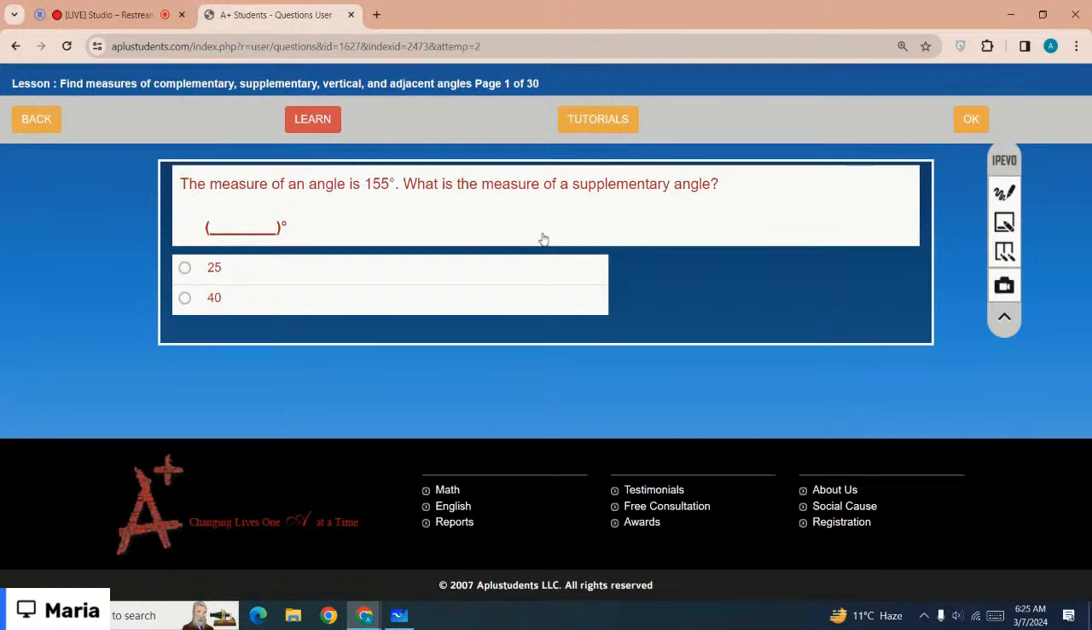The measure of an angle is 155 degrees, supplementary angle. So 155 plus what number equals 180, which is the correct option? Yes, that is 25 degrees. Option number 1 is the correct option.